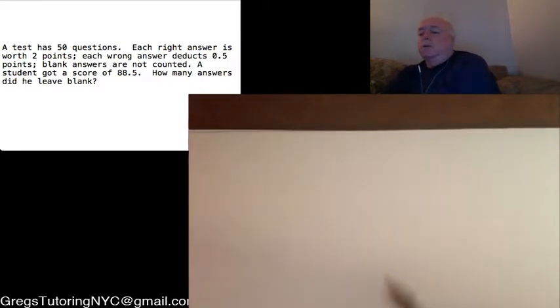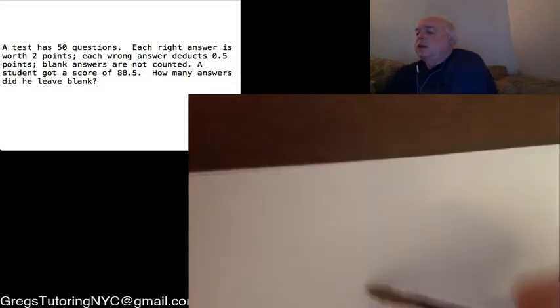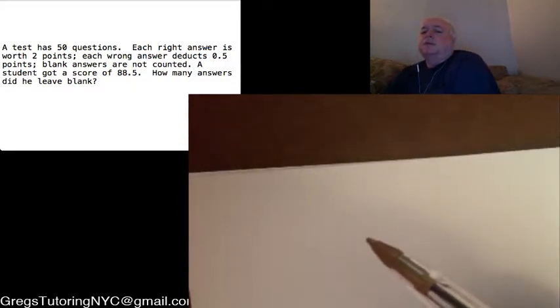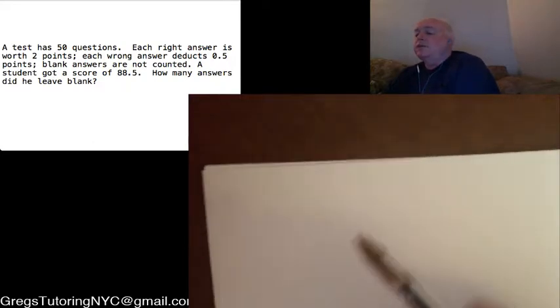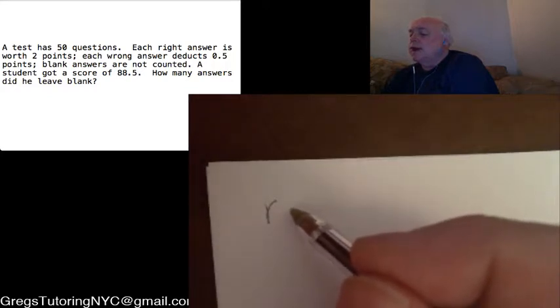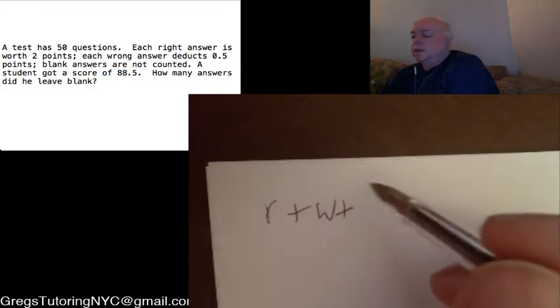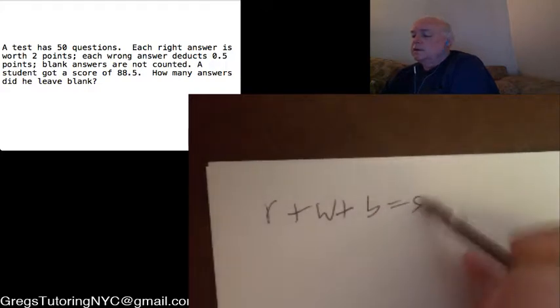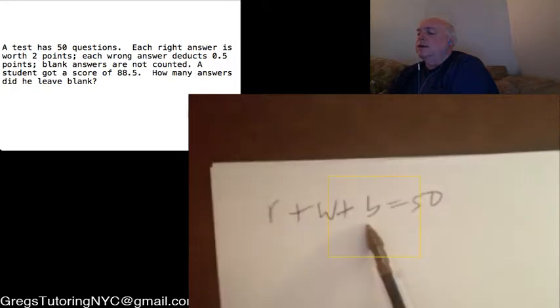So what we want to do is set up our simultaneous equation as we did previously. In some of the other examples, I either gave one or two symbols. In this case, we have 3 symbols involved. So we have the number of right, R, plus the wrong, W, plus the blanks, B, is equal to 50. Right? Because you either got the question right or wrong, or you left it empty.